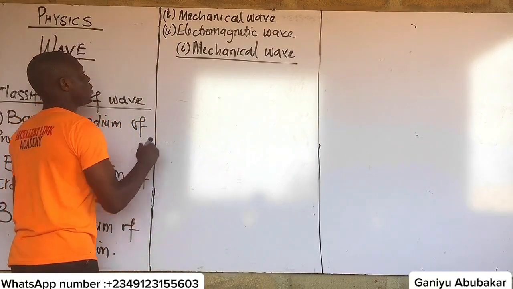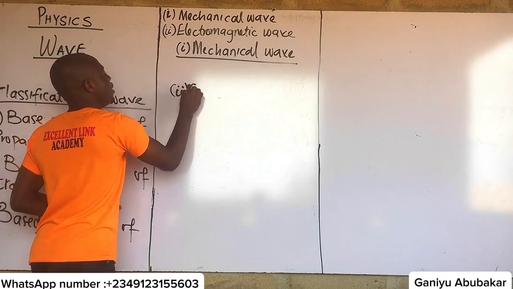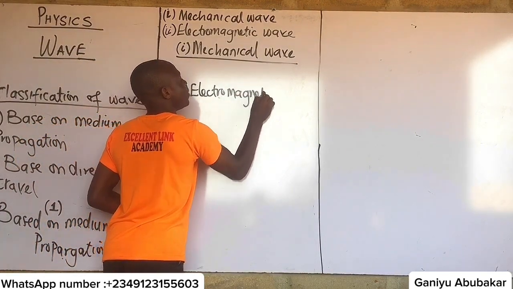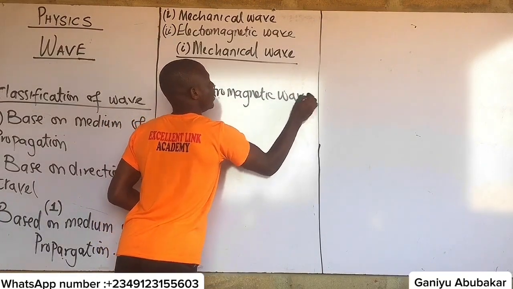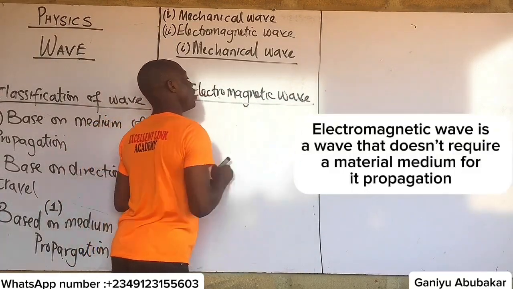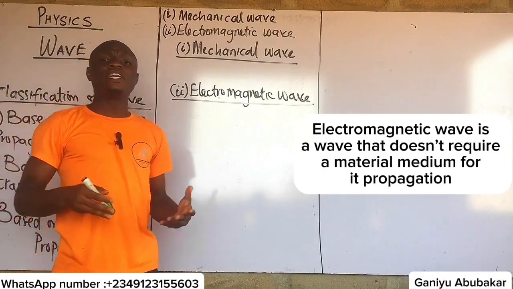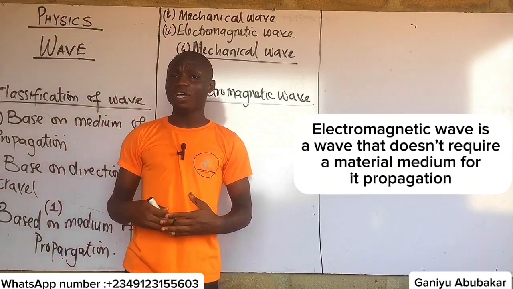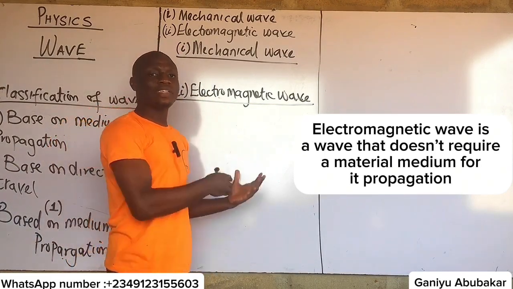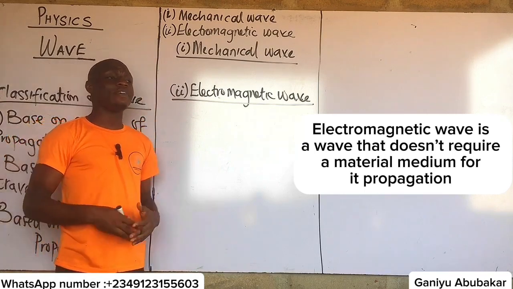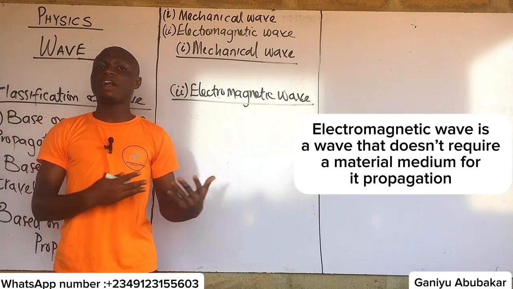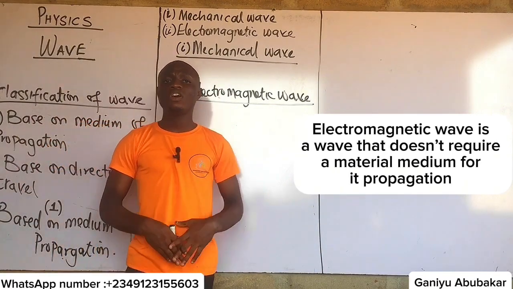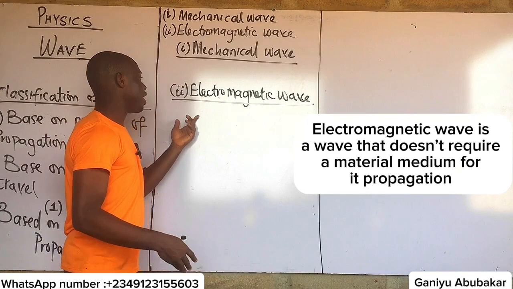All right, let's discuss the second one there, called electromagnetic wave. Definition: an electromagnetic wave is simply a wave that does not require a material medium for its propagation. Examples of electromagnetic wave are X-ray, gamma ray, radio wave, light wave, and so on. These are the examples of electromagnetic wave.